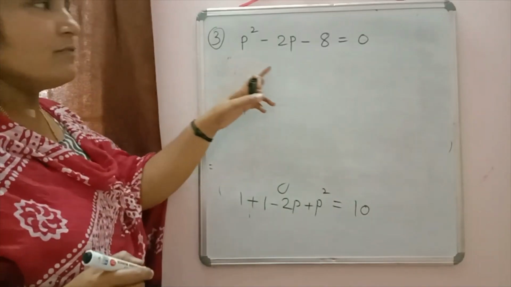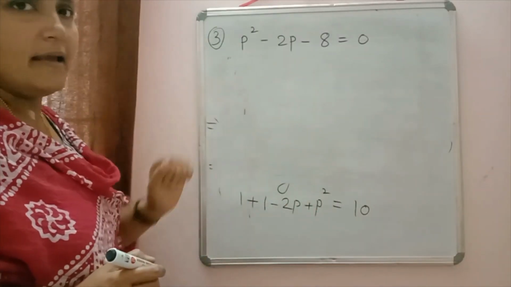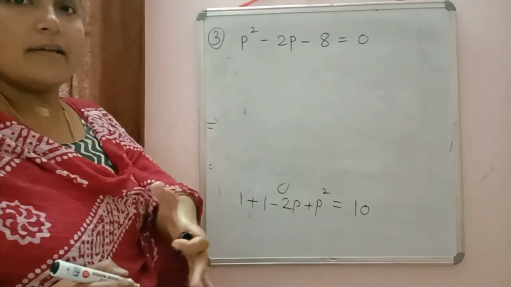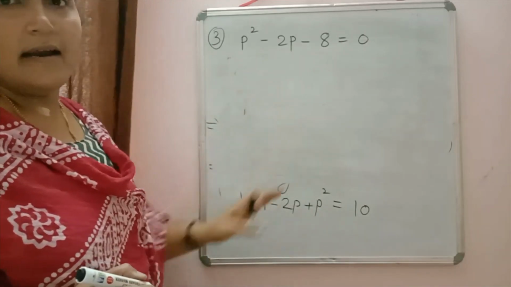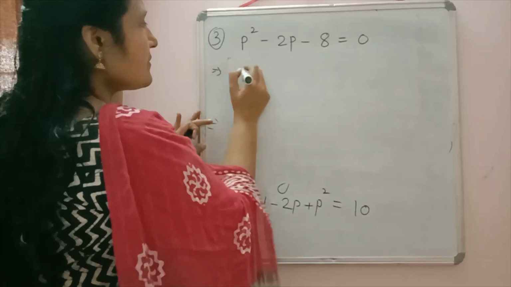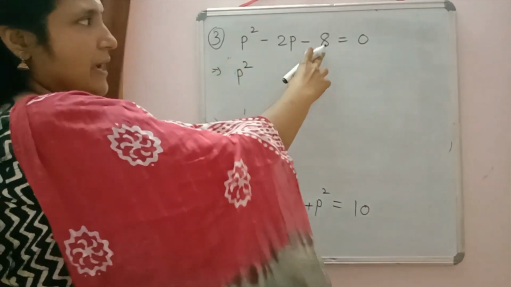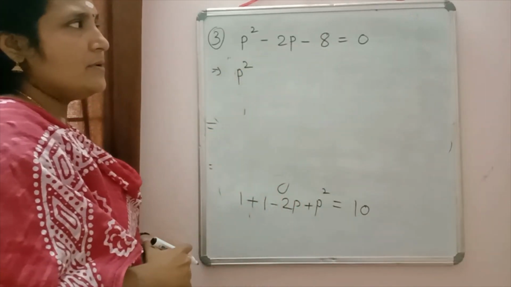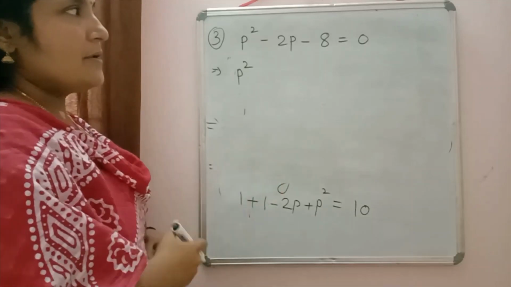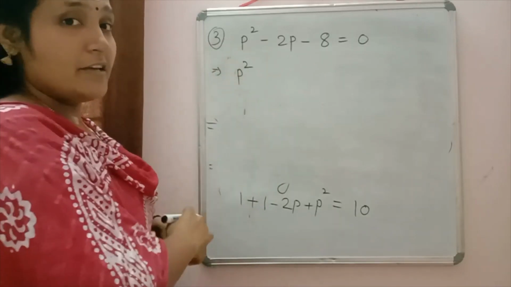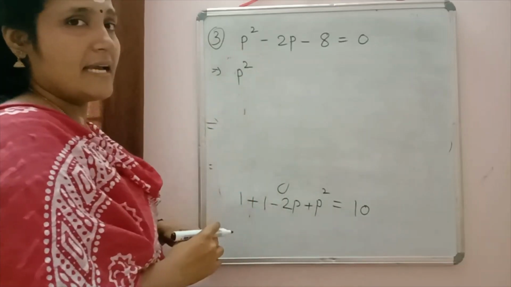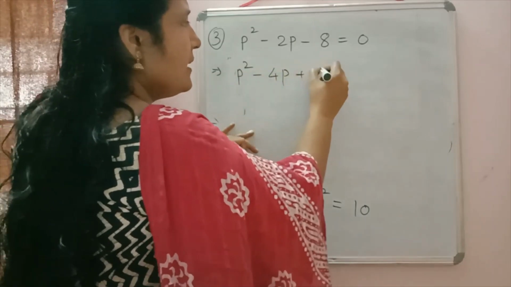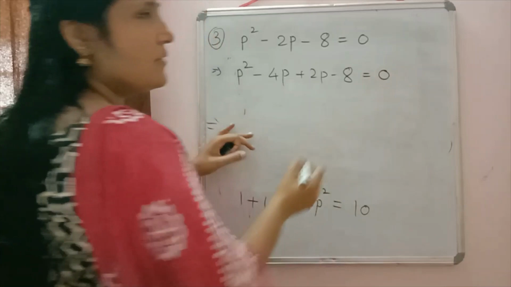Now we will find out the value of p either by factorization method or by quadratic formula. If you want to do it by quadratic formula, you do it by yourself. I am using here the factorization method. So in factorization, we know we have to find two numbers whose product should be equal to -8 and sum should be equal to -2. Product -8, 4 and 2, and 4 minus 2 is 2, but here we want a minus sign, so the greater number should be negative. p square minus 4p plus 2p minus 8 is equal to 0.